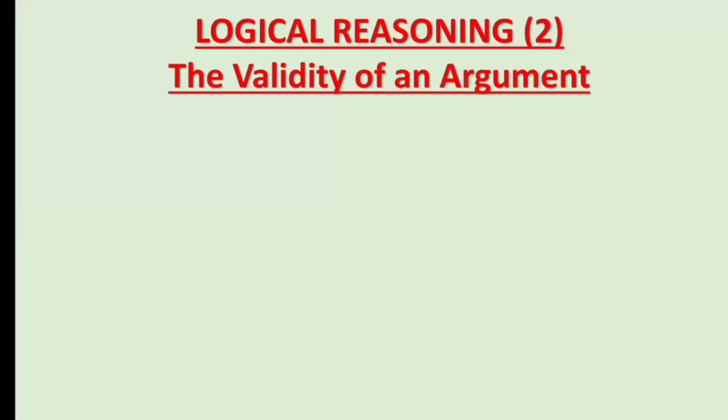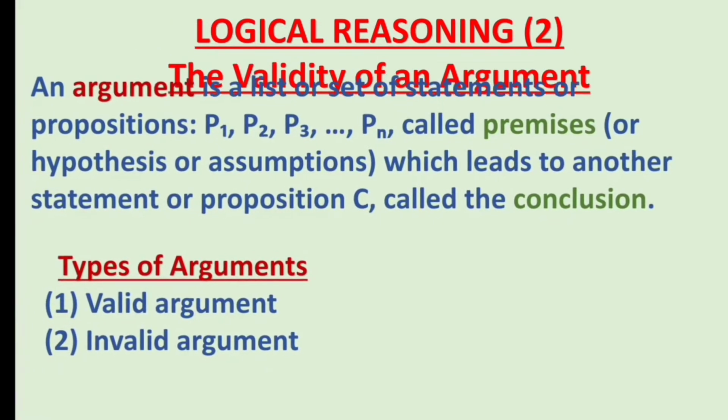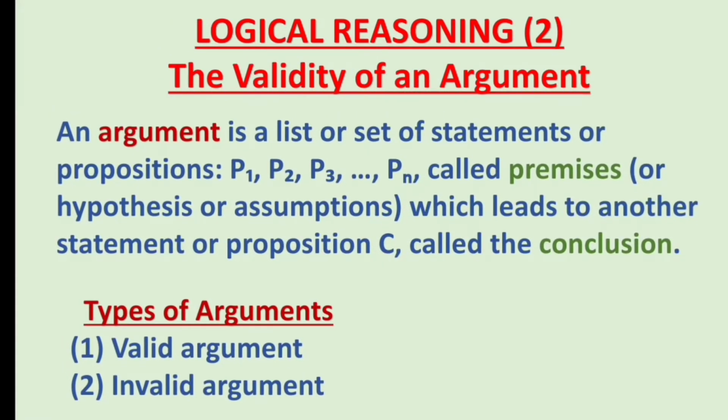You are welcome once again to the second part of the topic logical reasoning. Today we will be learning about the validity of an argument. From definition, an argument is a list or set of statements or propositions, which are P1, P2, P3 and so on, called premises. It's also called hypotheses or assumptions, which lead to another statement or proposition, C, called the conclusion.